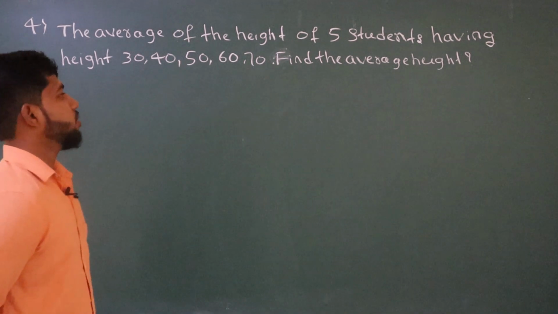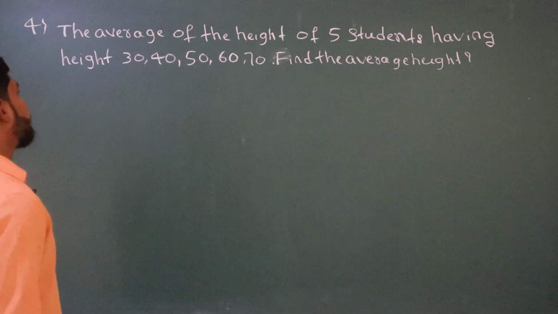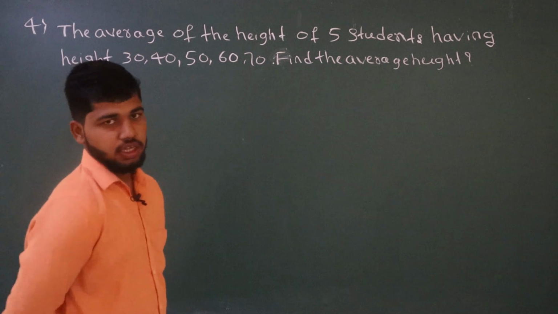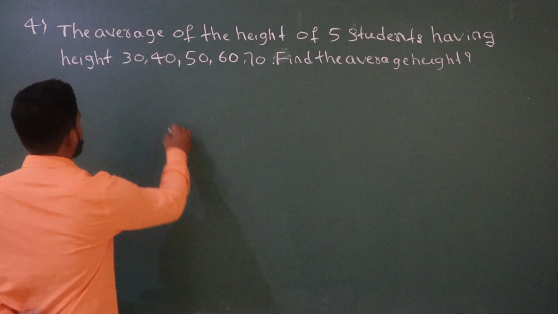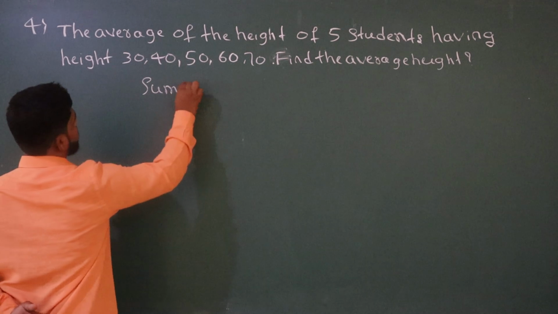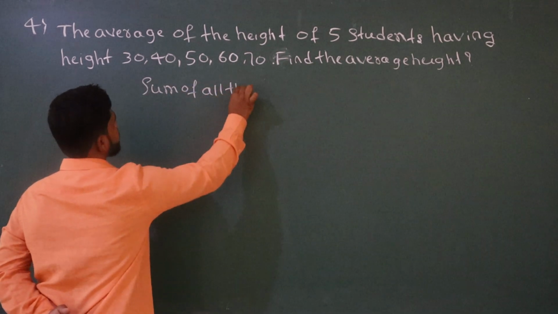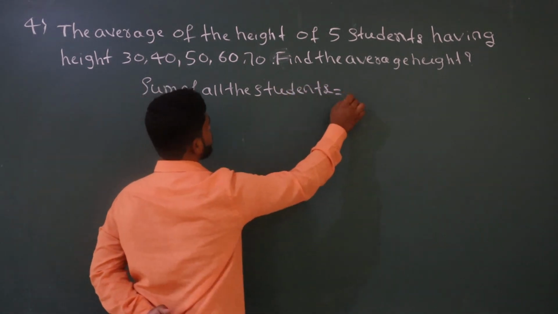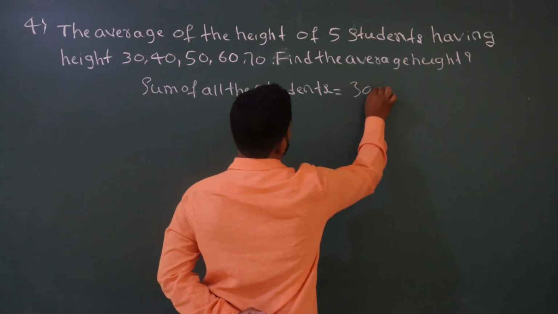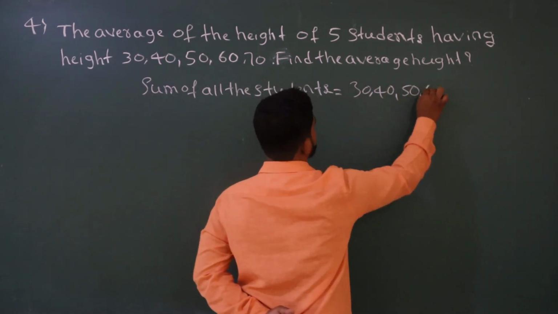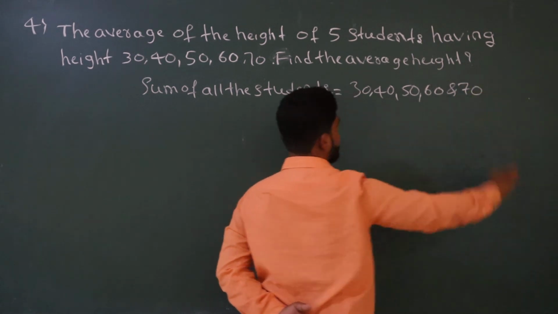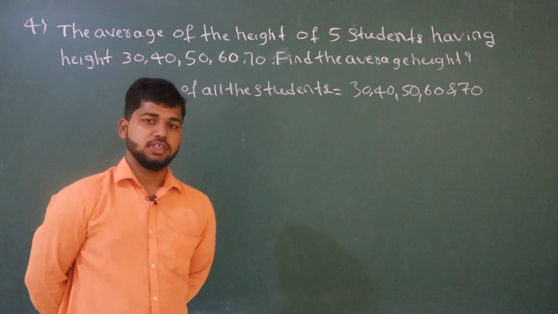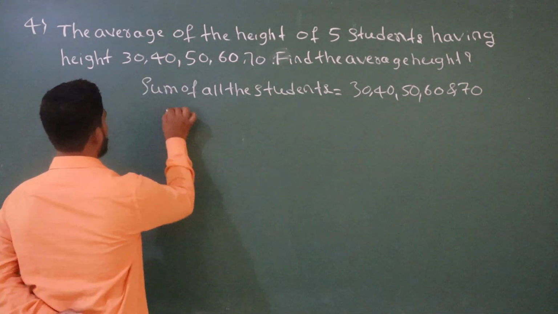The heights of 5 students are 30, 40, 50, 60 and 70. Find the average height. They are given that the sum of all the students is equal to 30, 40, 50, 60 and 70. Now, the number of students.